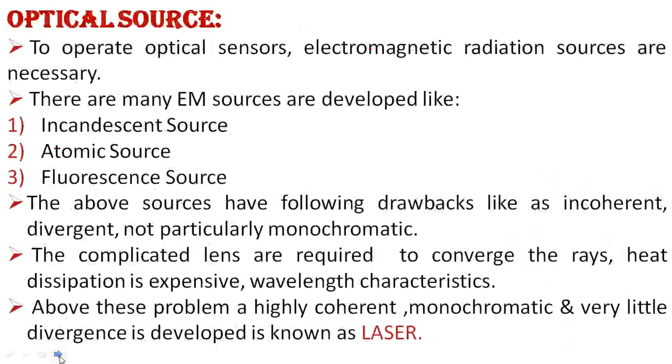Next one is the optical source. To operate an optical sensor, electromagnetic radiation sources are necessary. Many EM sources have been developed, such as incandescent source, atomic source, and fluorescent source. The above sources have the following drawbacks: incoherent, divergence, and not particularly monochromatic.